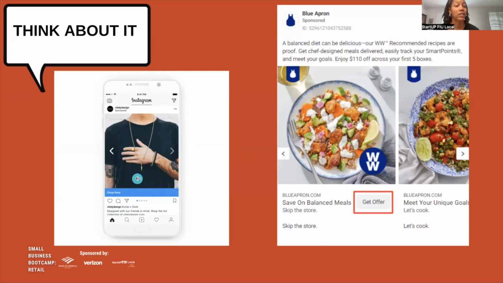It's just a generalized statement about the product with the friends in mind, versus Apron that put a balanced diet can be on our Weight Watchers recommended recipes are proof. Get chef design delivered, easily track your smart points and meet your goals. Enjoy $100 off across your first 5 boxes. They used a personalized message. They used a statistic. They mentioned a company that more than likely their market research showed that their audience, whoever their buyer persona is targeting this toward, either follows or is informed by, and they gave a monetary incentive.